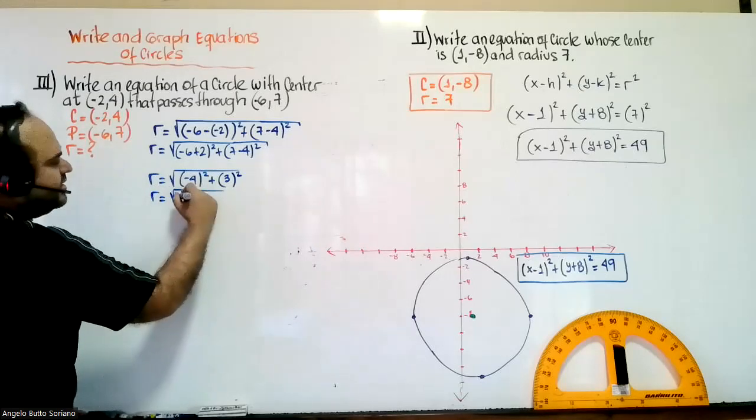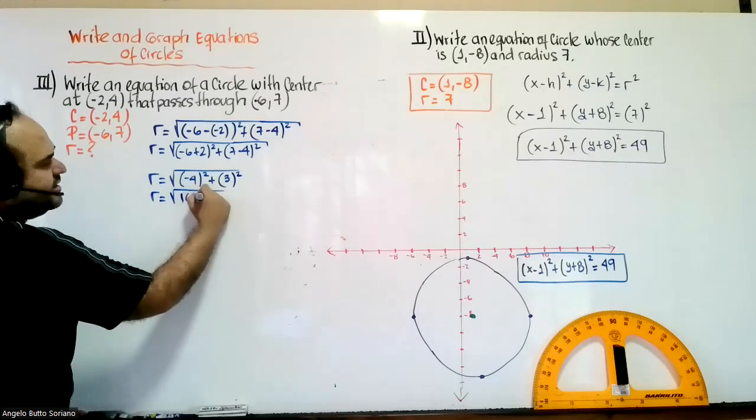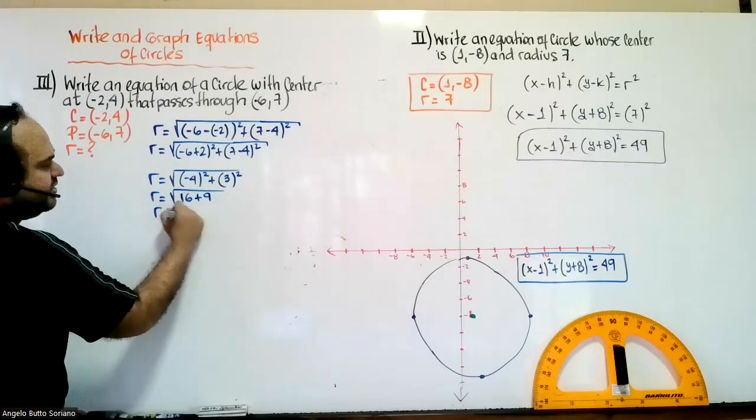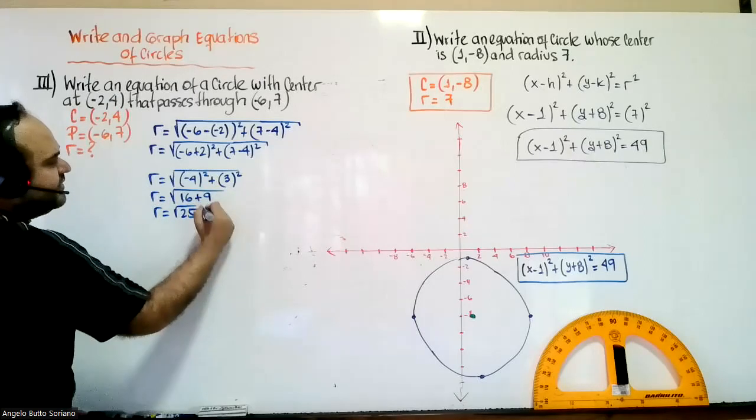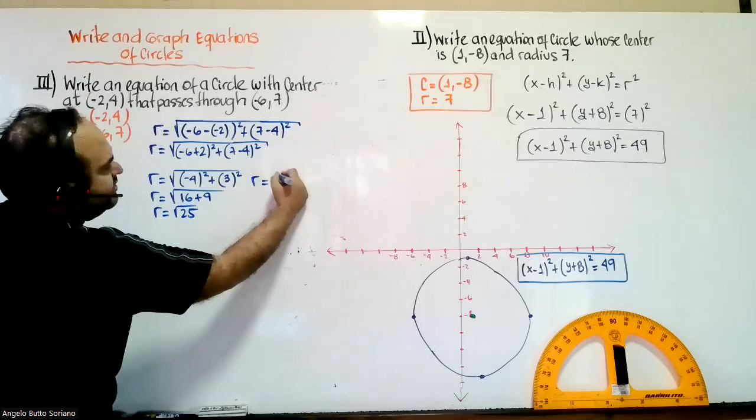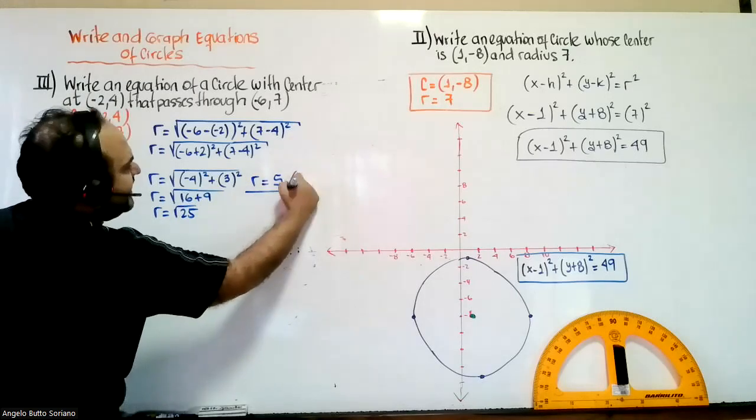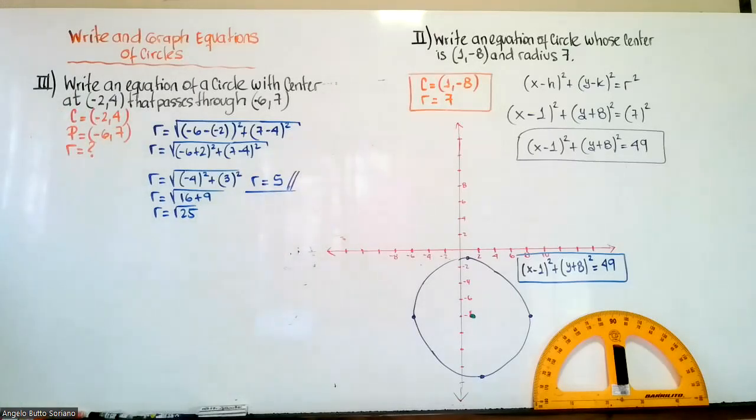So the radius, that will be 16 plus 9. The radius will be the square root of 25. So the radius will be 5 units. Okay? It's simple, because the square root of 25 is 5.